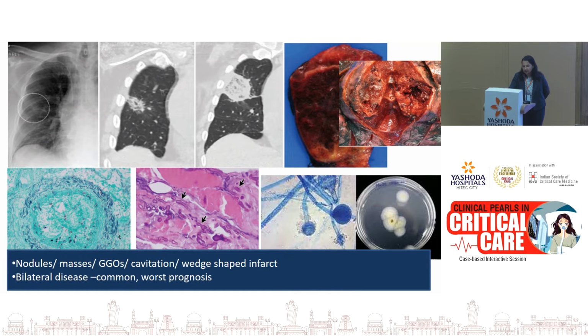This slide shows the various ways of progression. Initially, you can see the reverse halo sign or the bird nest sign, and on the biopsy, you can see the black necrotic ulcer.